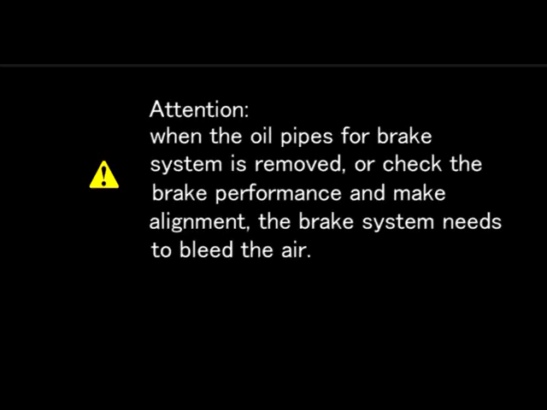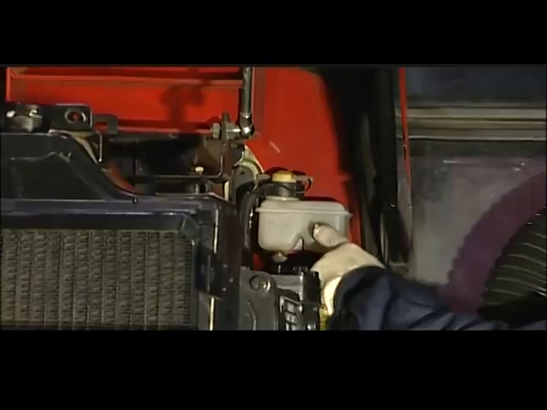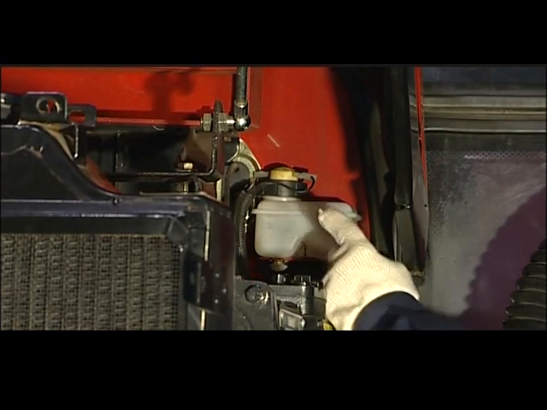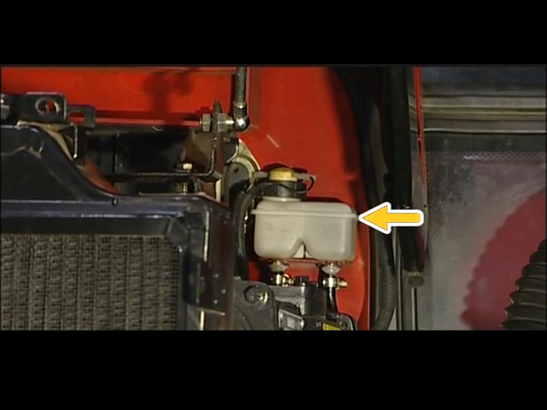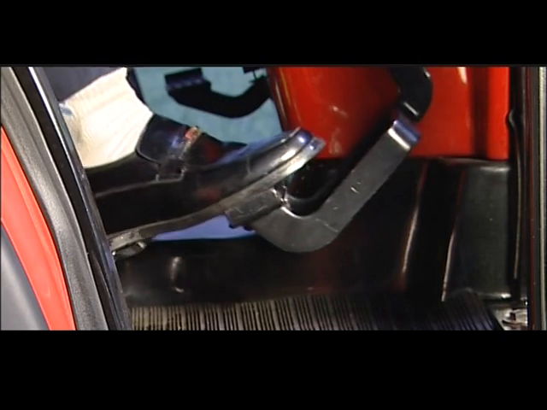Attention! When the oil pipes for brake system is removed, or check the brake performance and make alignment, the brake system needs to bleed the air. Air bleeding for brake system shall follow the below-mentioned methods. During the air bleeding process, the oil level between the left and right zones of oil tank shall maintain at the max level. The air bleeding for brake system is done by two persons.